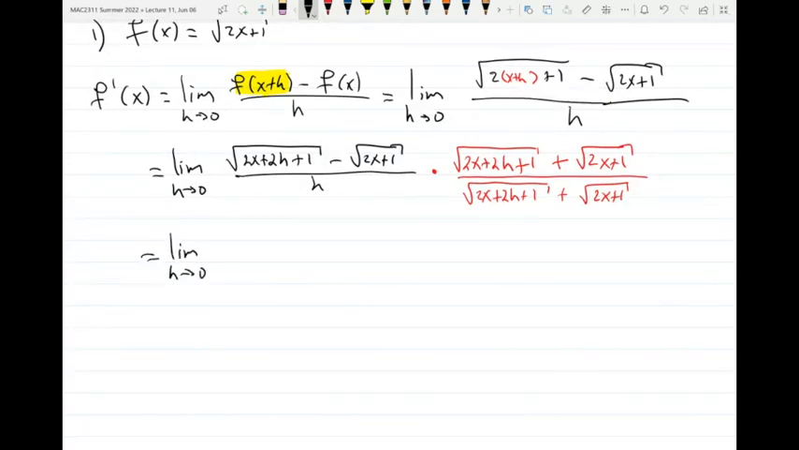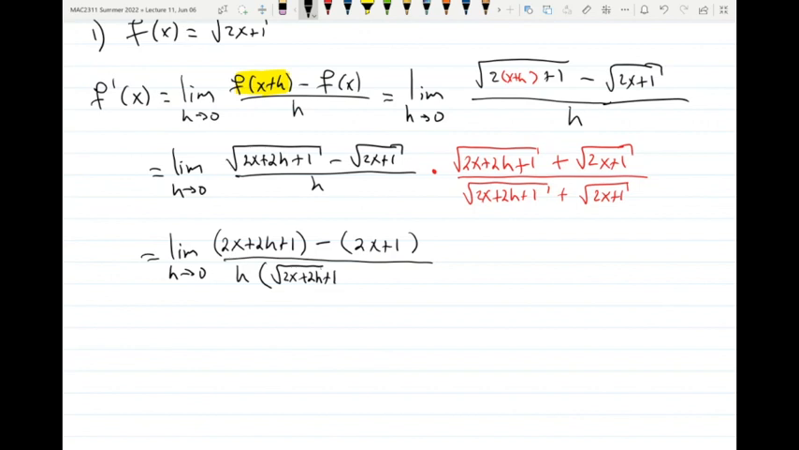Limit as h approaches 0. Then the first one is going to be 2x plus 2h plus 1, because when you do the square, the radical is gone. Minus, I'm going to put parentheses because this minus is going to affect whatever is left. Then when you square the second term, the radical is gone. So we get 2x plus 1. And then over h times all of that. I'm not going to distribute because remember, our job is to cancel that h. This h down here is responsible for the 0 in the denominator. We want to get rid of that so that we can compute the limit. Do you understand so far?